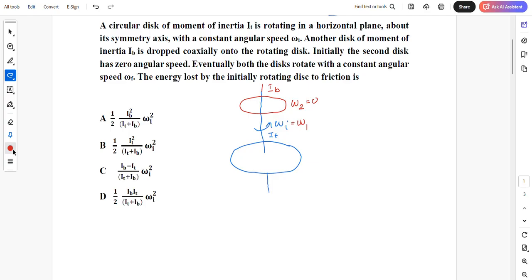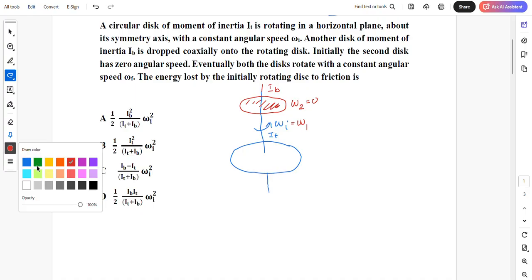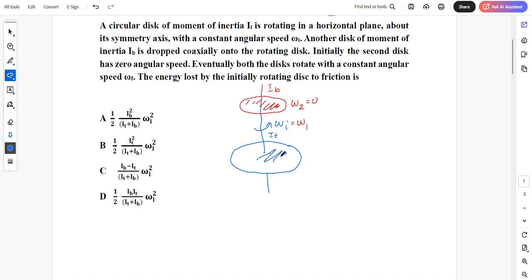Now this is a disk. IT is the moment of inertia of the disk which is here, and IB is the moment of inertia of the disk which is here. Now what happens? Initially the second disk has zero angular speed. Eventually both of these rotate with constant angular speed. Another disk of moment of inertia IB is dropped coaxially onto the rotating disk. Now here what happens?